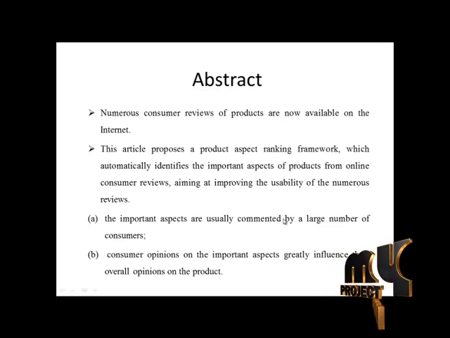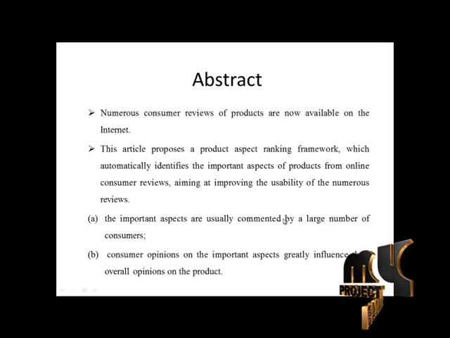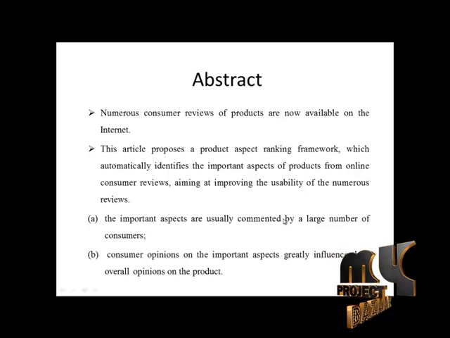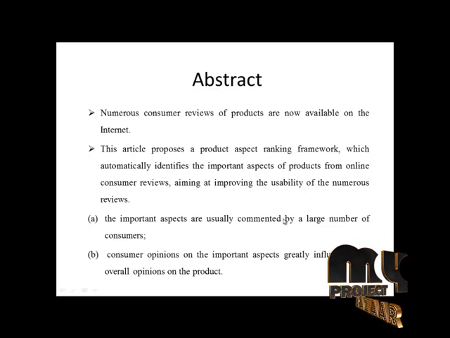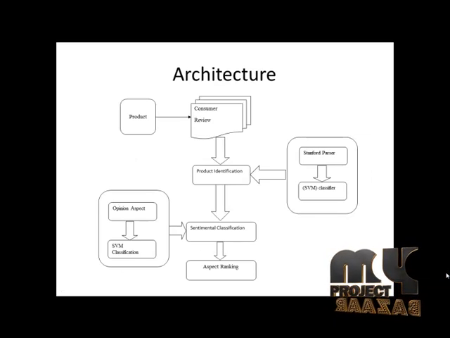So we evaluate the final result as product versus weight and product versus frequency, then product based on aspect and aspect based on product. This is the result of the product aspect ranking. Let us see the flow of the diagram. This is the architecture diagram.